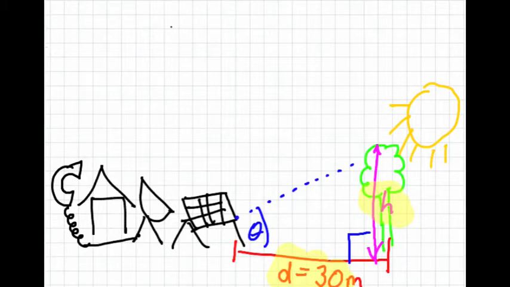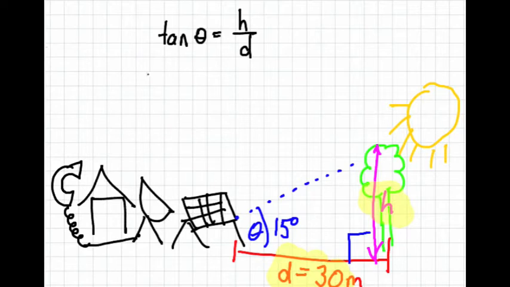So let's do that real quick. We've got tan theta equals the opposite over the adjacent. So in this case, the opposite was the H and the adjacent was D. Now let's put a number there. Let's say that's 15 degrees.